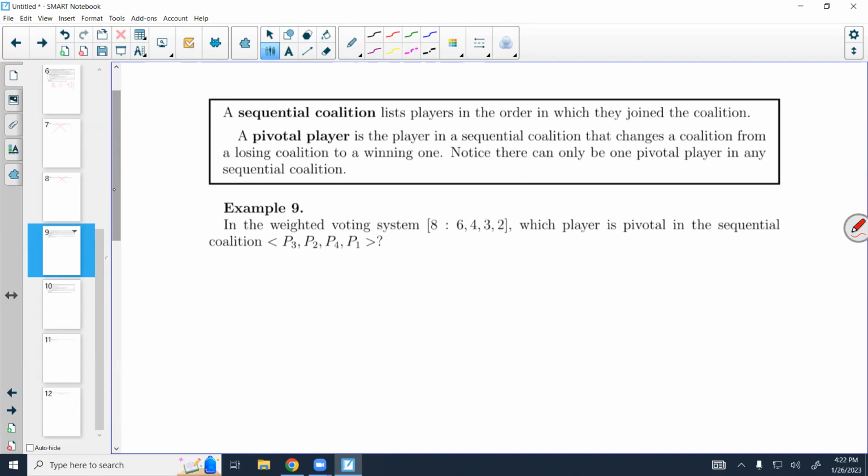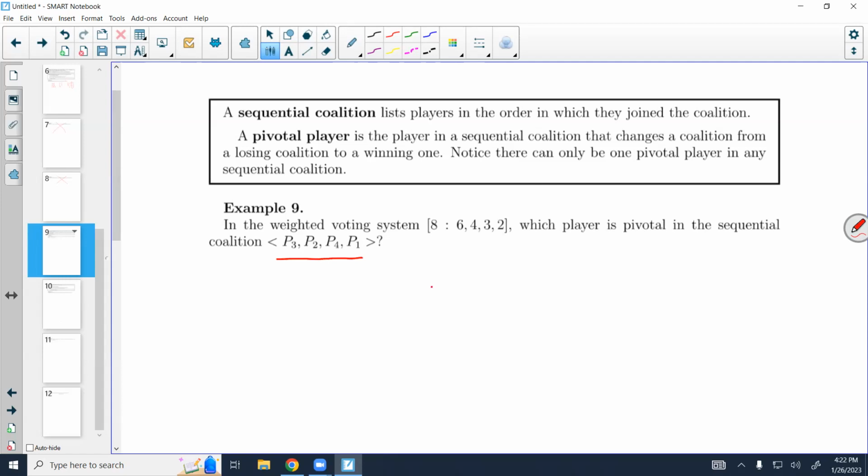So we have a weighted voting system. We have a quota of 8. We have player 1 with a weight of 6, player 2 with a weight of 4, player 3 with a weight of 3, and player 4 with a weight of 2. In the weighted coalition system, which player is pivotal in this sequential coalition?